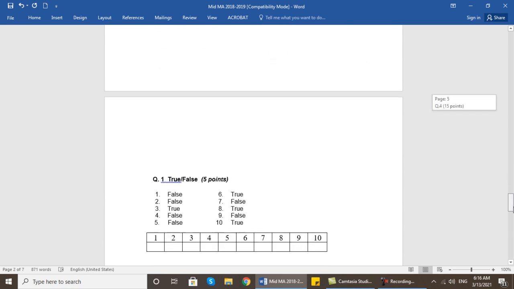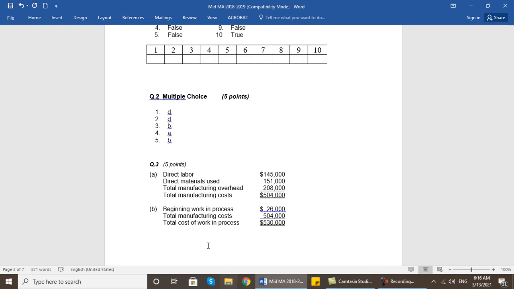As you see, total manufacturing cost will be direct labor plus direct material used plus total manufacturing overhead. Also, total cost of work in process will be beginning work in process plus total manufacturing cost from A. So total cost of work in process is 530,000.